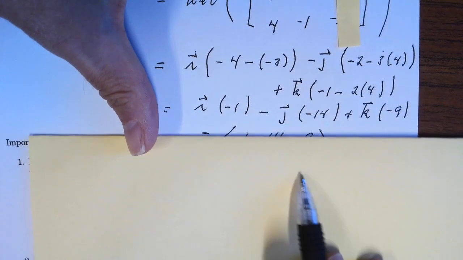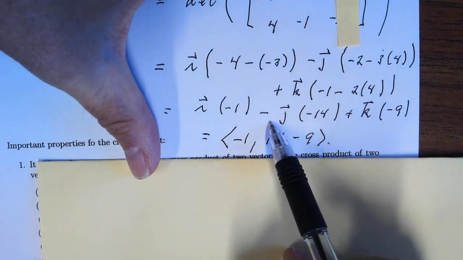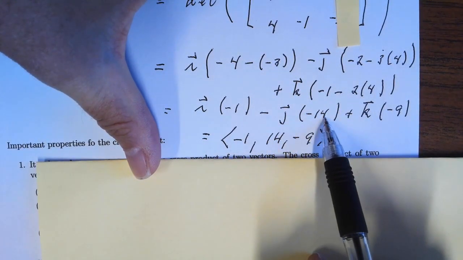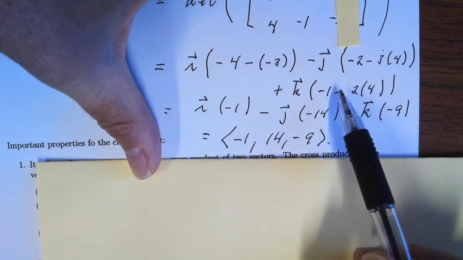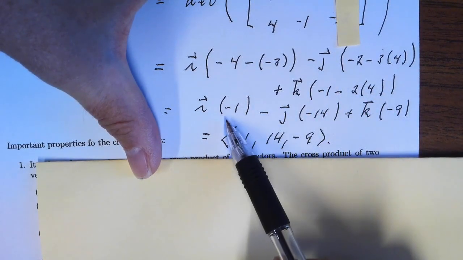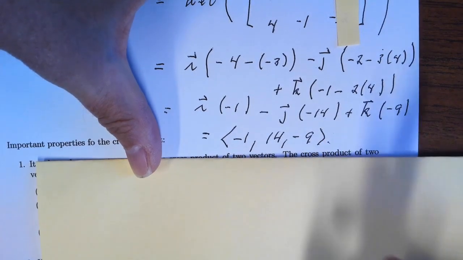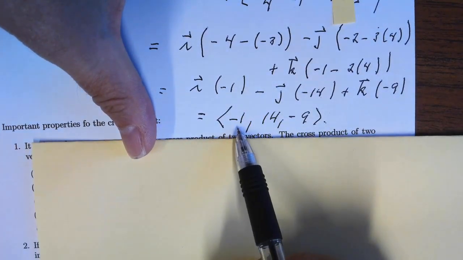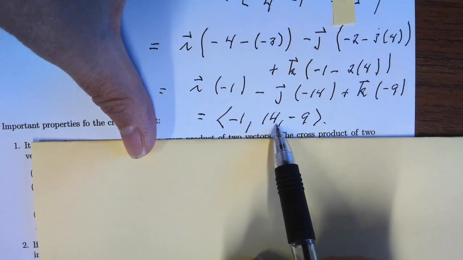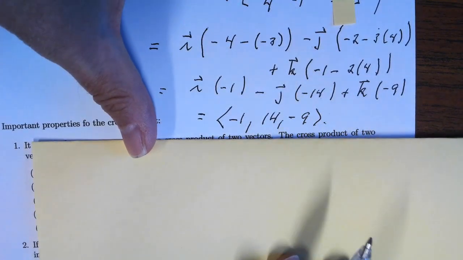We have minus j times a minus 14, and we have plus k times this minus 9 here. So I have minus i plus 14j minus 9k. And if I write that in my usual angle bracket notation, it's <-1, 14, -9>.